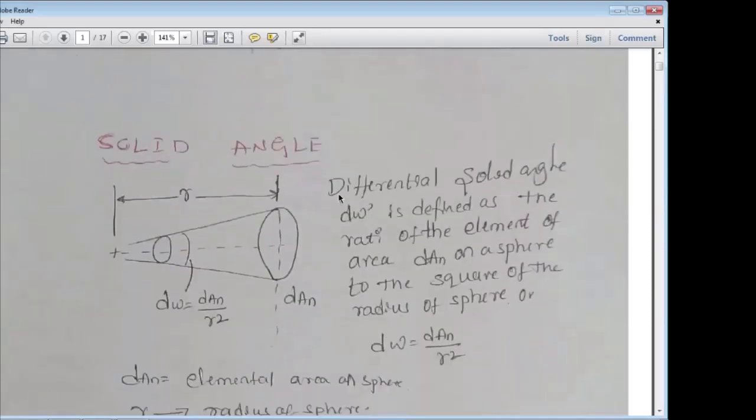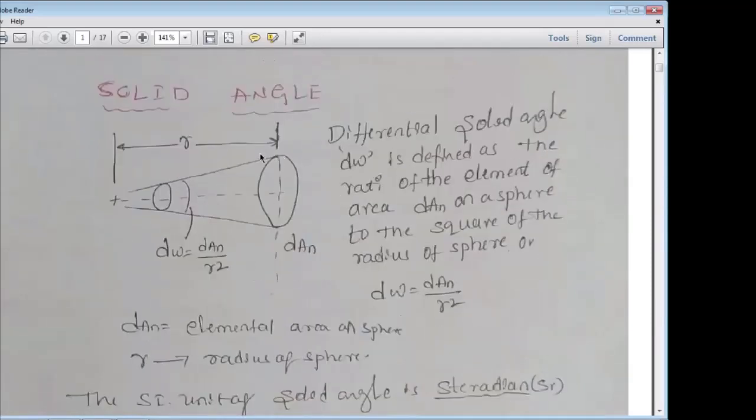And on Sunday we discussed the solid angle. This is the sphere, and this is a conical shape of the sphere. This distance is called R. There is a point source here, and that is the angle.